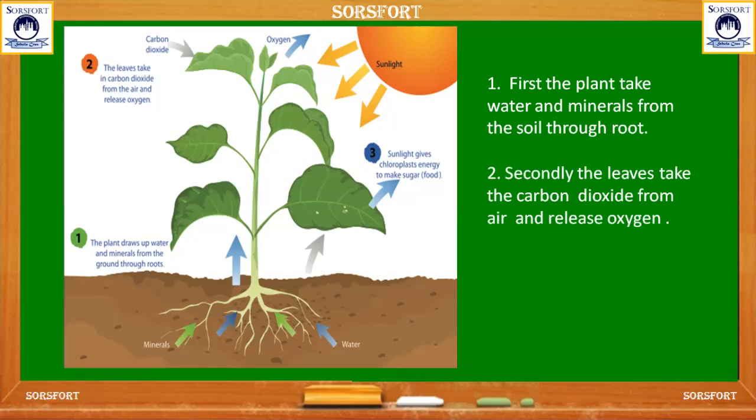And secondly, it takes the carbon dioxide from the atmosphere and releases oxygen. When we breathe out, we release carbon dioxide. That will be absorbed by the plant for the process of photosynthesis. Next, the third step, the sun gives light to the chlorophyll to make the food for the plant.